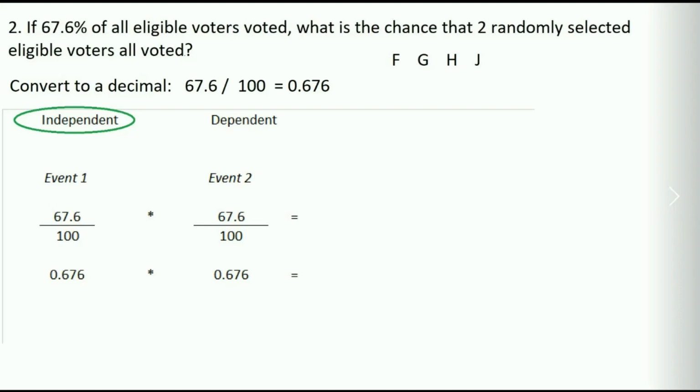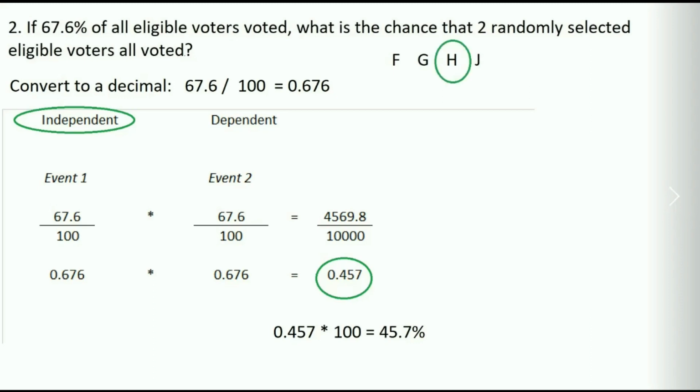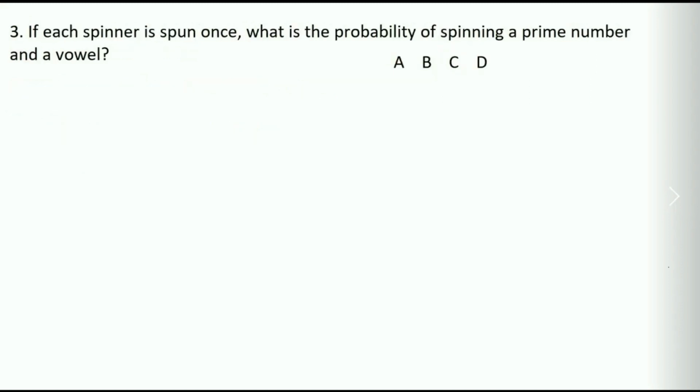We're calculating these probabilities. If we multiply them together, we get 4,569.8 over 10,000, or 0.457. Now, since the answers are given in percentages, this time we need a decimal converted. So 0.457 times 100 is 45.7%. And that's why this answer is H. This answer is H.